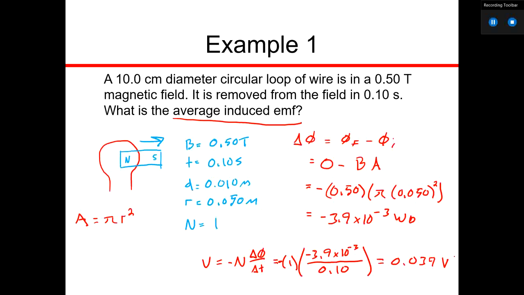So if we were to continue to move it in this fashion in and out of the loop, it would be alternating. It would go 0.039 and it would flip from positive to negative for average. But we could generate an alternating current by moving this magnet, or moving a loop repeatedly over the magnet, in the same fashion.